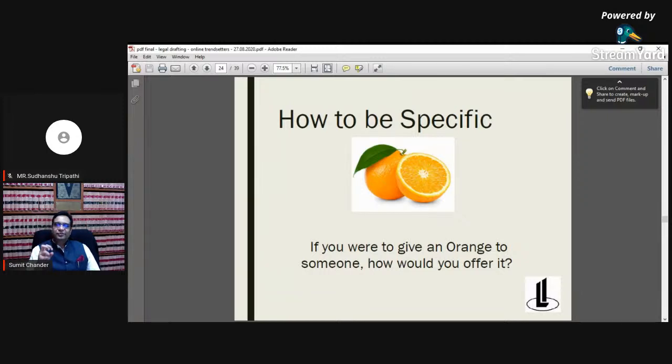So if I was to give you an orange and ask you how you would offer this orange to someone, most of you, in fact, I would say, would say, "Sir, here is the orange, please have it." But no. When a lawyer is drafts this in a contract, he will be as specific as this. Next.